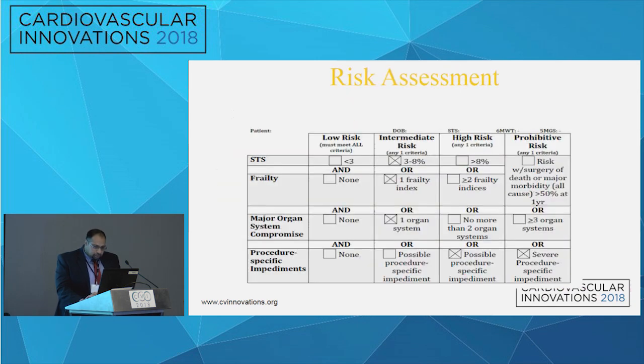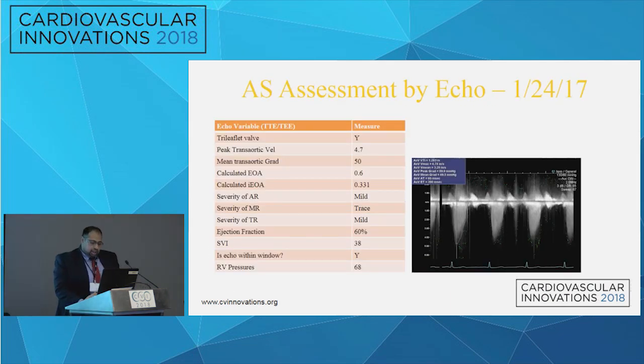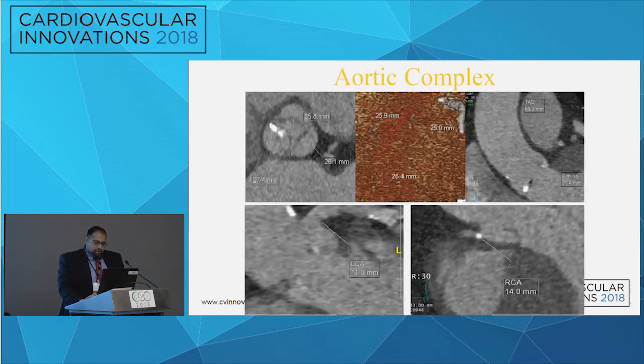EKG is generally okay. As you can see here, her mean gradient was elevated. She had a velocity of 4.7 and a mean gradient of 50. So she could have gone with either a 23 S3 or a 26 Evolut. Secondary to her peripheral disease, which I will show you, we decided to do transcaval, and we ended up choosing to do the S3.